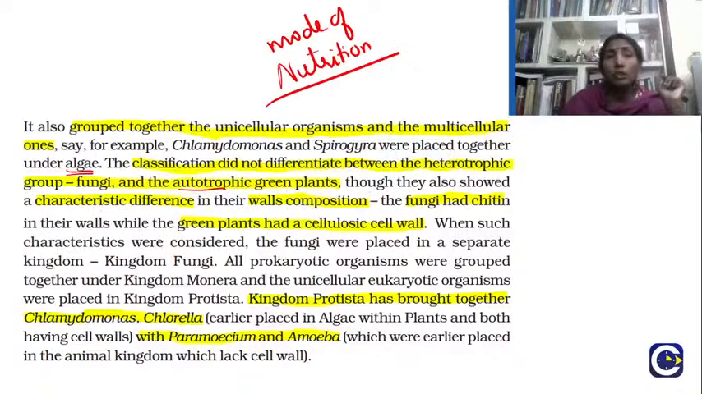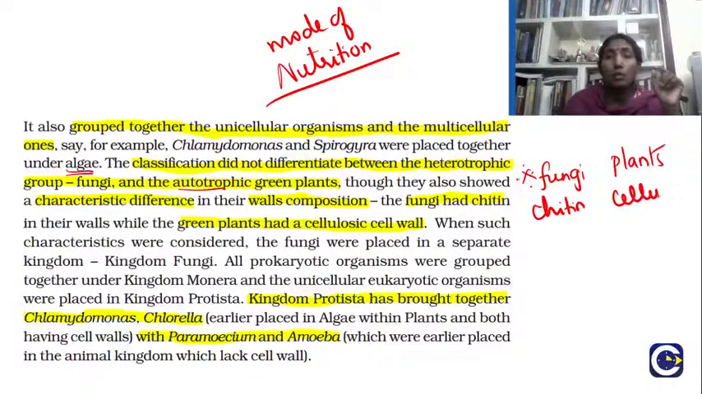They also showed the difference in their wall composition, because the fungi used to have chitin. This is a very important MCQ question they'll ask. What about the plants? In plants there will be only cellulose. Okay, this is a big difference for us. Do you understand, Mythili and Sanju? So when we consider all those characteristics, that is why the fungi was given a separate kingdom, the kingdom Fungi. So they can ask in the exam, why was fungi given such uniqueness?